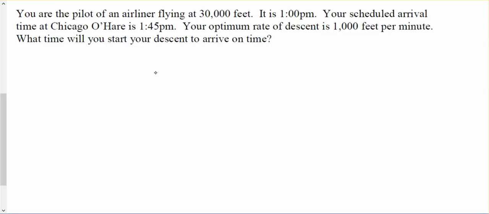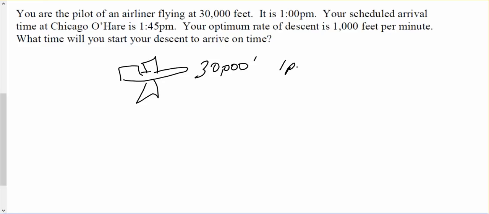So we're up here in a plane, and we're 30,000 feet high. And it's 1 o'clock, 1 p.m. And we want to land down here in Chicago, in the Windy City, at 1:45. So we want to land at 1:45. And it says our rate of descent is 1,000 feet per minute.